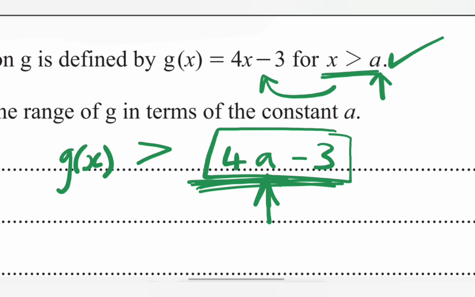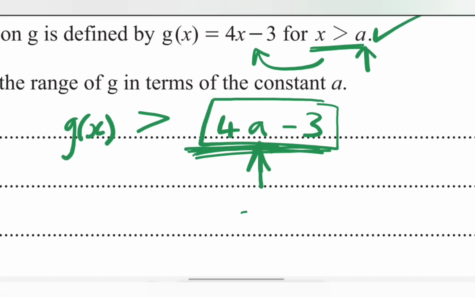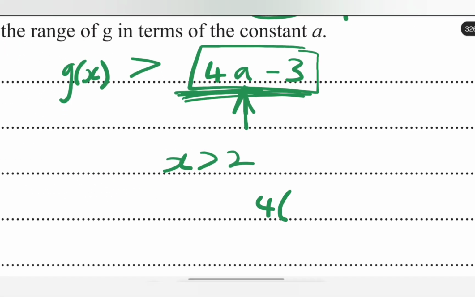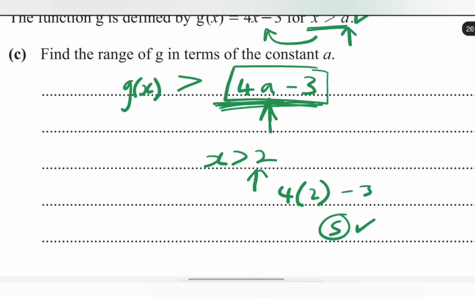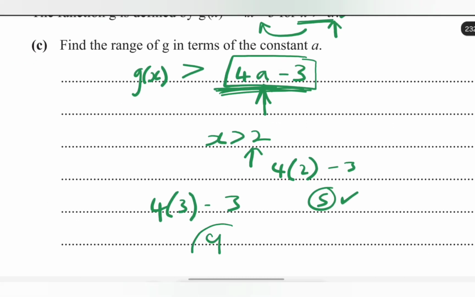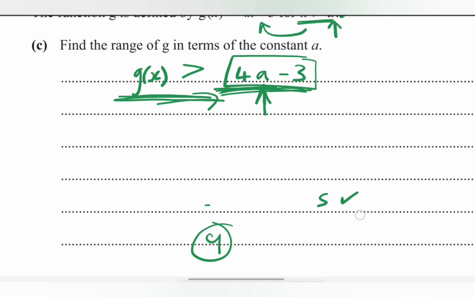because I know that x is going to take values that are always greater than a. For example, if I take this a to be 2, let's say x is greater than 2, like this. So this would be 4 times 2 minus 3, which is 5. And if I'm going to pick any other values that are greater than 2, I'll get a result that is greater than 5. Let's test it. If I pick 3, it will be 4 times 3 minus 3. That's 12 minus 3, which is 9. And that's why I say g of x is greater than 4a minus 3.